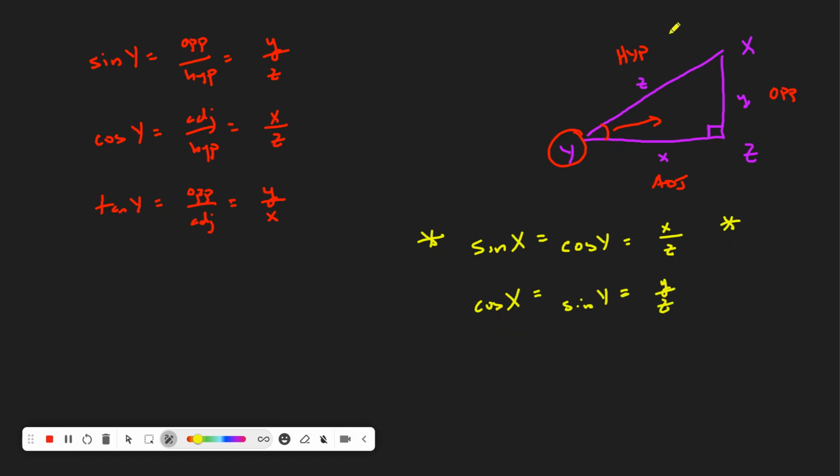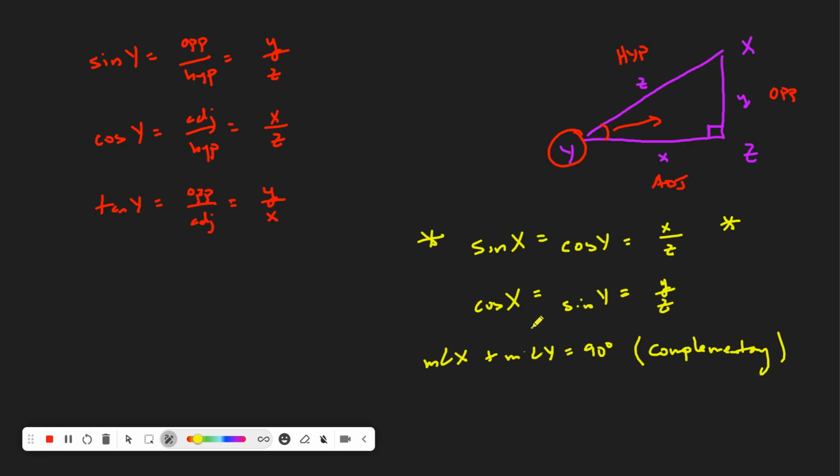Okay. In the right triangle, x and y are complementary because they add to 90 degrees. So in the right triangle, the measure of angle x plus the measure of angle y equals 90 degrees. That makes them complementary. The state test wants you to remember that for any pair of complementary angles, the sine of one of those angles equals the cosine of the other, and vice versa.